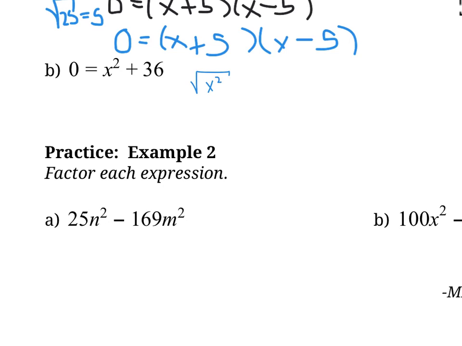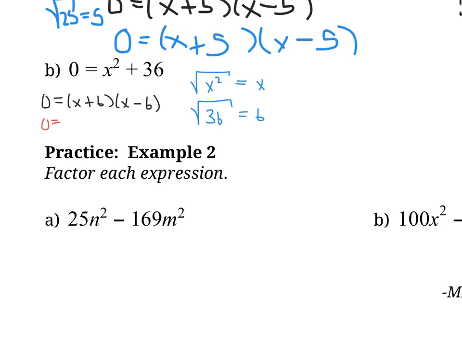If I take the square root of x squared, I get x. And if I take the square root of 36, I get 6. So if we were to write this out like this, x plus 6 and x minus 6, let's see if it works out. Let's multiply it out like this.